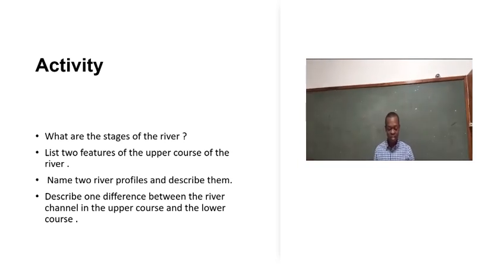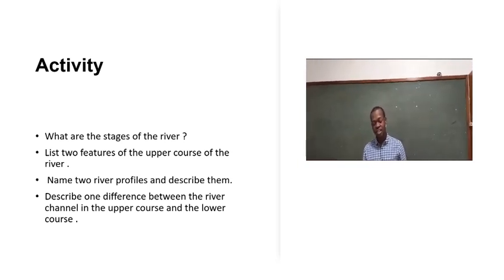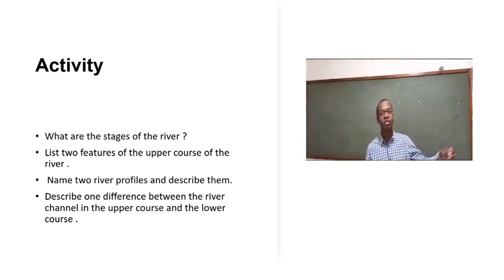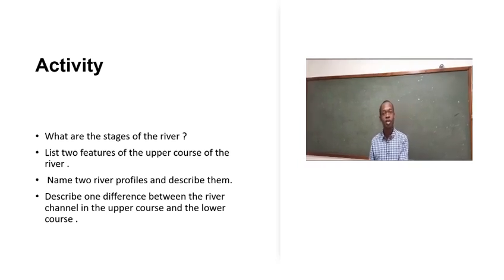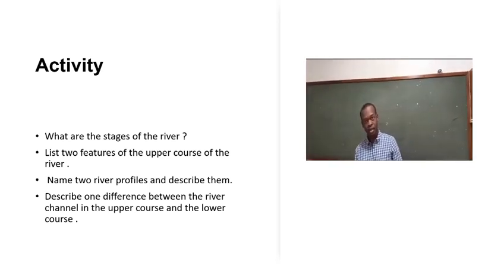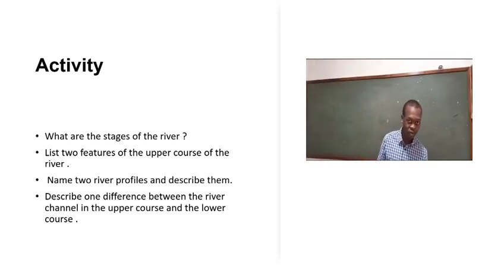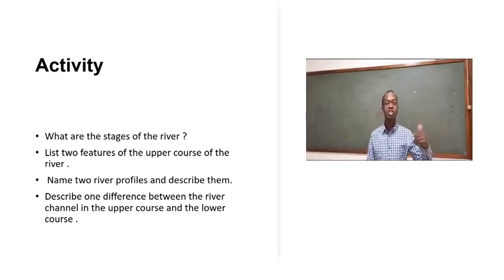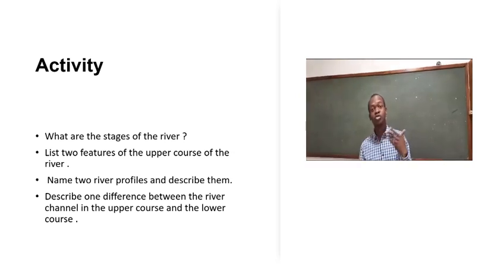And the second question says list two features of the upper course of the river. You just have to tell us, in the upper course, what do you find? Do you find a steep gradient? Do you find a gentle gradient? Do you find a fast flowing river or a slower flowing river? And the third question says name 2 river profiles and describe them. There's a first river profile which is this, and the second river profile which is this. The first one shows you how, and the second one shows you how exactly.